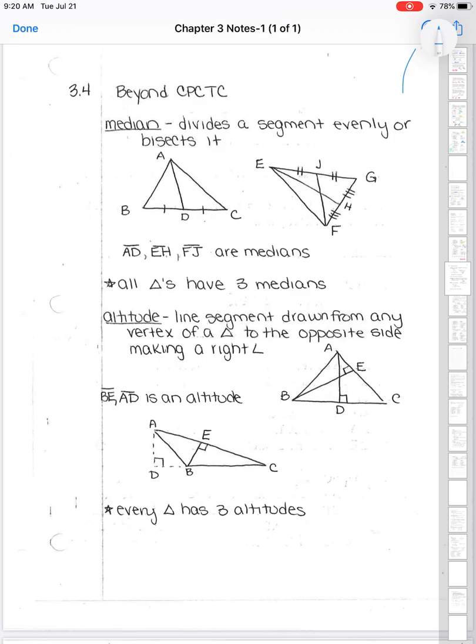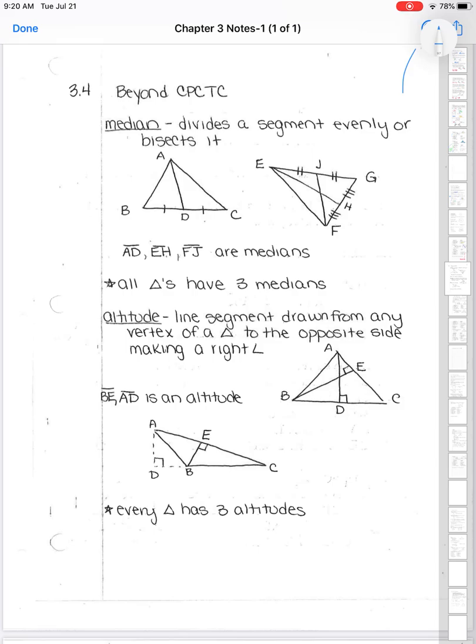So as I said, each section is just another extension, another extension. So this section, 3-4, is called Beyond CPCTC. We stopped with CPCTC last section, now just anticipate going another step further. So we've got 2 more vocabulary words.